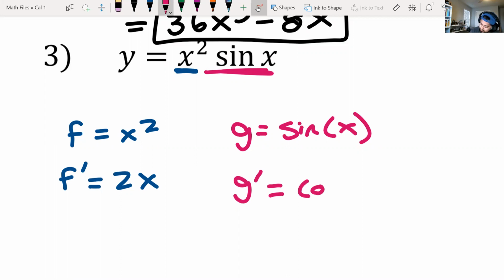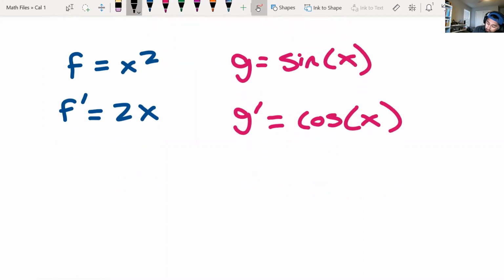Cosine. There we go. Derivative of sine is cosine. Okay. There's f, there's g, there's their derivatives. Now let's follow the product rule. We're taking the derivative of y. So I'll just say y prime and follow our product rule.